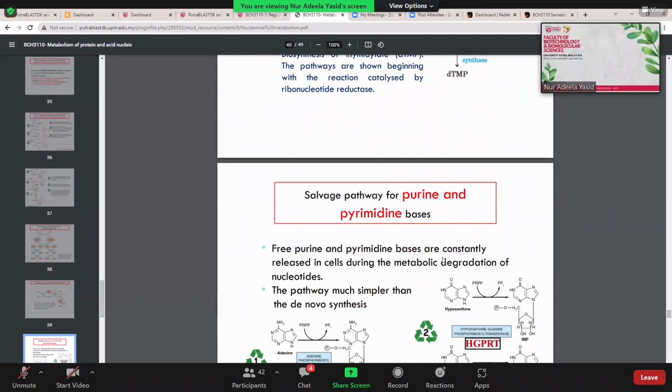So that's the end for the biosynthesis reaction, the de novo pathway. De novo pathway meaning that it's a new biosynthesis pathway lah. For adenine, we have completed the biosynthesis of adenine, guanine, cytosine, AMP, GMP, CTP, UTP, and also dTMP.